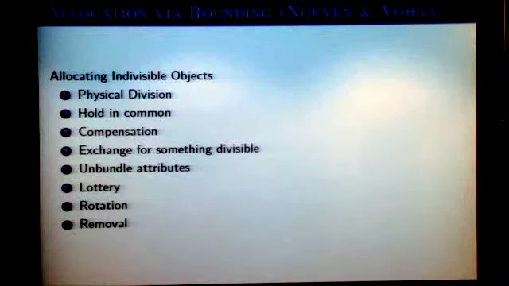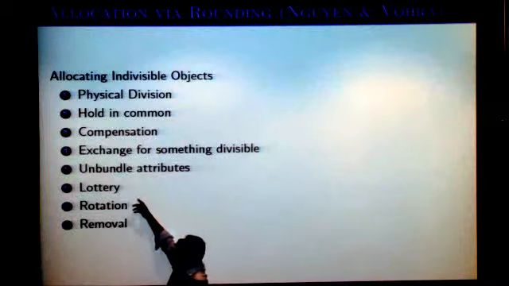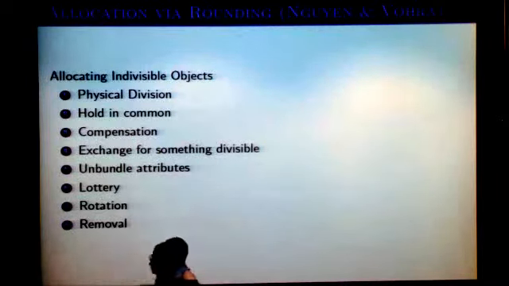Same technique was used with Spitsbergen when it was returned to Norway. The Norwegians were allowed ownership of Spitsbergen, but fishing rights were shared between the US, Russia, and I think Sweden. And the 3 that I want to talk about are lottery, rotation, and removal.